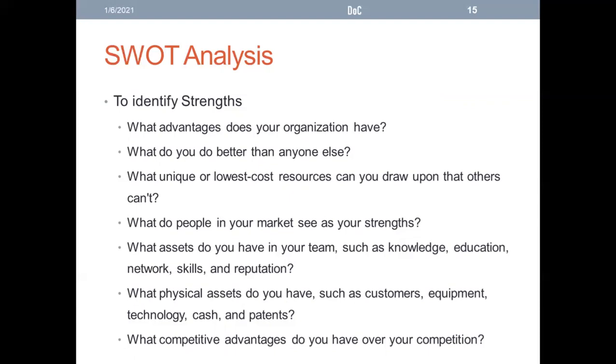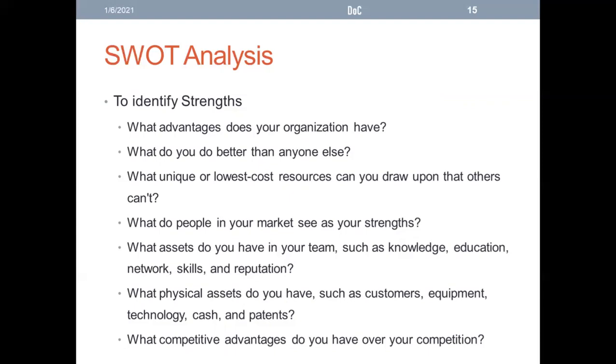If you can find answers to these kinds of questions, we can identify what are the strengths, right? Actually they are positive attributes of a company and they are the things that are within the organizational control, right? That are the things we can control.